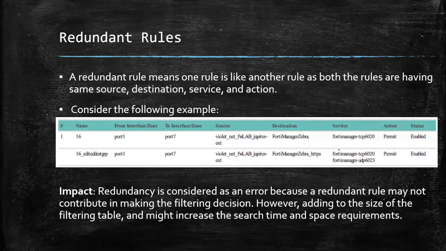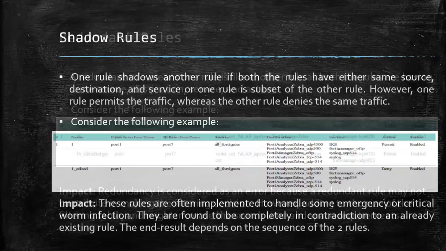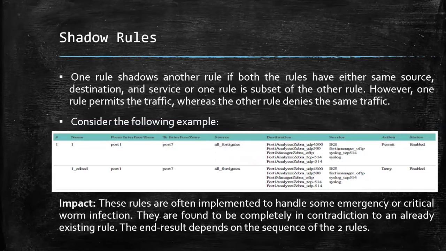Now, what are shadow rules? Shadow rules are similar to redundant rules. The only parameter that changes is the action. The from, source, destination, and service are almost the same. Just the action parameter changes. That means one says allow, and another says deny.